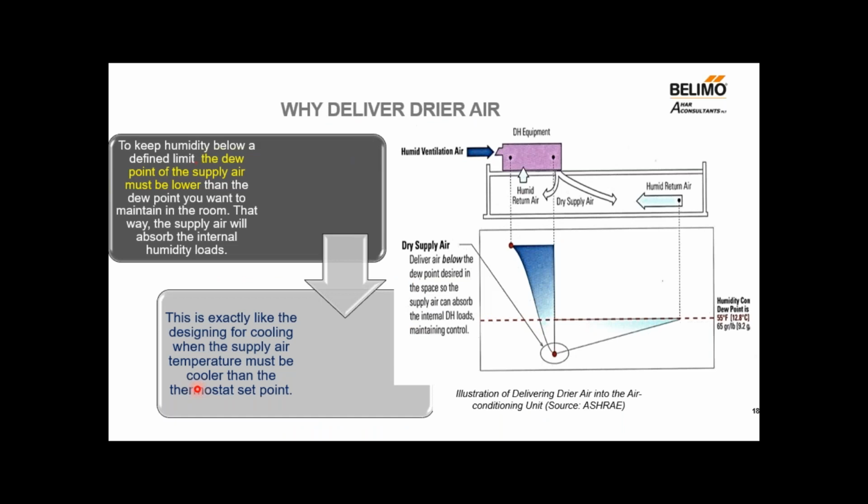Why do we need to deliver drier air? It is important that we deliver drier air just like we deliver cooler air when the space temperature is above set point. This drier air will absorb internal moisture, therefore resulting in proper humidity in the space.